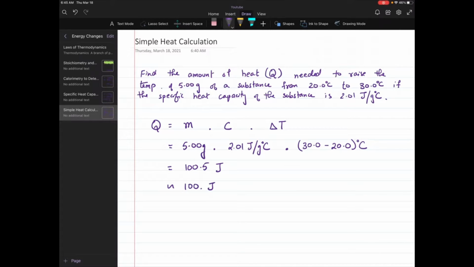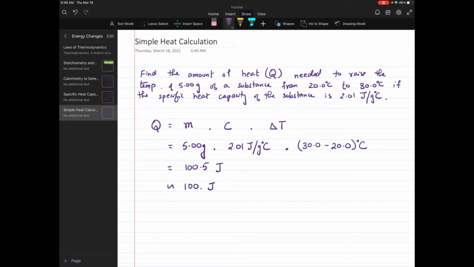So we would not go to 101 because 0 is considered an even value, whereas if it was 101.5, I would have rounded up to 102, right? So that odd and even rule for significant digits applies here. So the final answer in this case would be 100 with a decimal there, and the reason for the decimal is I am trying to indicate that there are 3 significant figures in the answer.